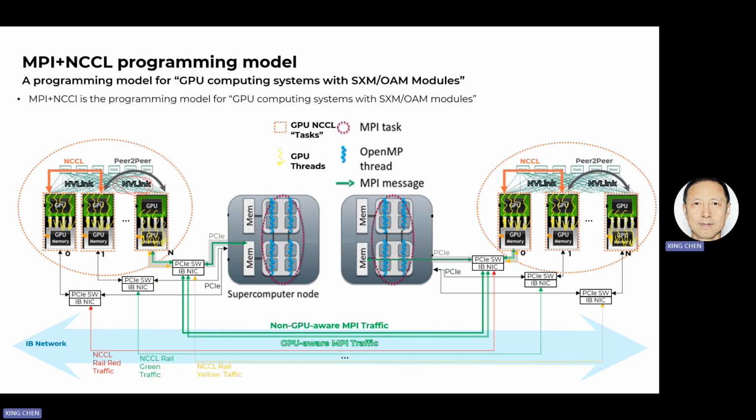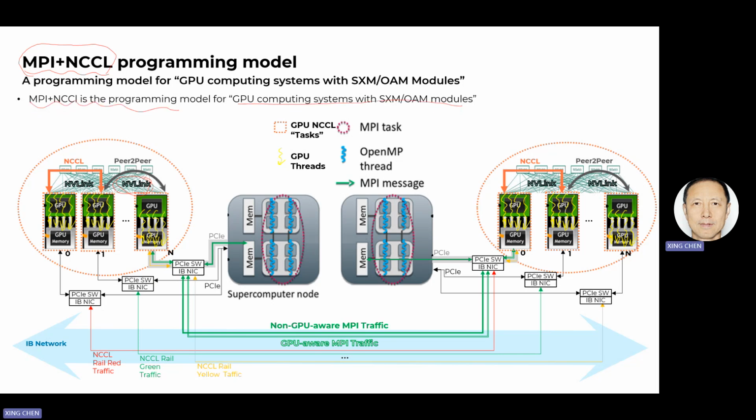But because the NVLink is getting faster, it is going to benefit from this new architecture. But for these new GPU computing systems with NVIDIA SXM and AMD OAM modules, the most appropriate programming model is no more MPI plus peer-to-peer memory. It should be MPI plus NCCL. This should be the programming model for this kind of system.